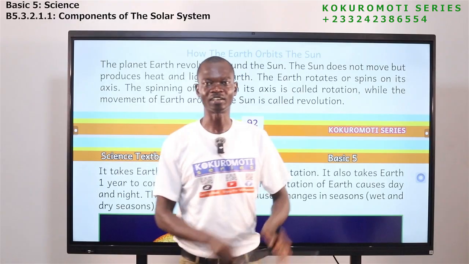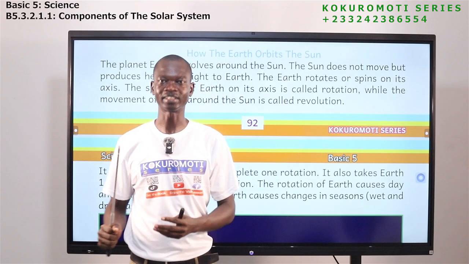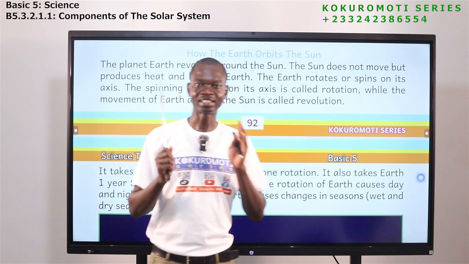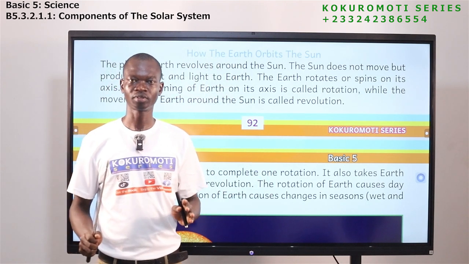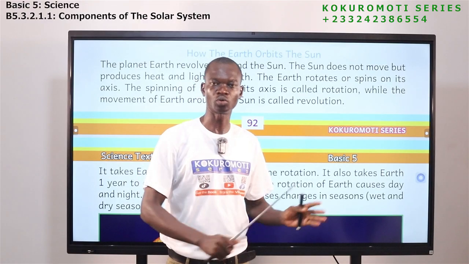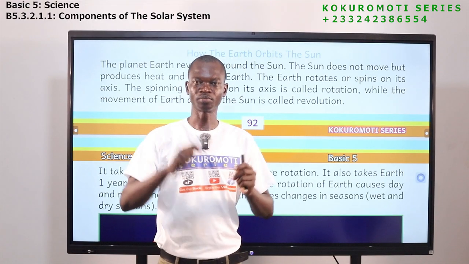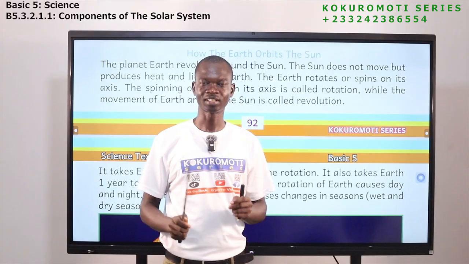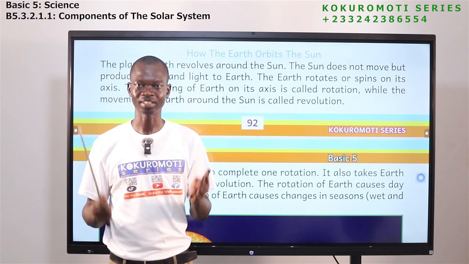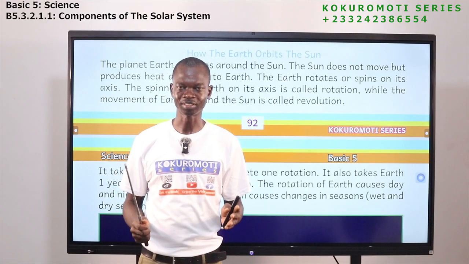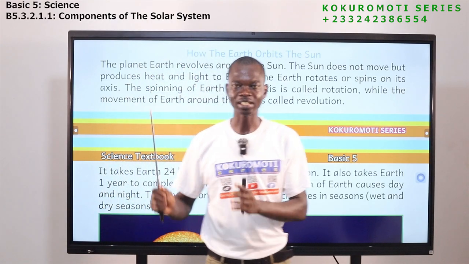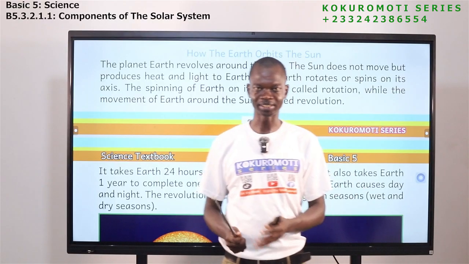The Earth moves around the Sun. So we are looking at how the Earth moves around the Sun. We have learned that the Sun doesn't move. The planets rather move, and the Earth is a planet, so it moves. It moves around the Sun. That movement is called revolution. That movement is called what? Revolution. And I have also told you that the path along which the planet moves is called orbit.